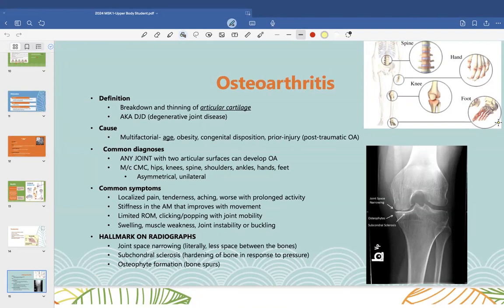Your hallmarks on radiographs are things that we talked about before. Joint space narrowing, which we said, and I wrote, literally less space between the bones. So if you look on one side versus the other, there's less space on one side than the other. Do you see my mouse? See the space here to here? Looks good. See the space here to here? Smaller. Joint space narrowing. Osteophytes, bone spurs. There's a little guy over here. And then subchondral sclerosis, or hardening, under the cartilage surface, that's a thick white line.